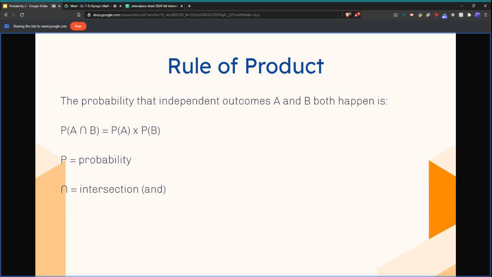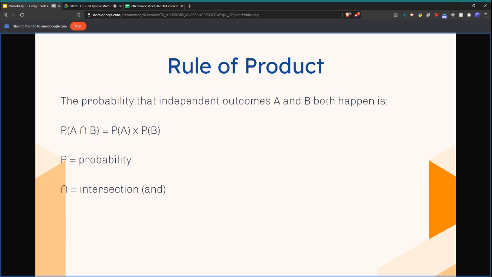All right, so we're going to look at the rule of product. We actually covered this in our first combinatorics lesson, but we can also use this in probability. In probability, it has a different definition. Say independent outcomes A and B, so they're both independent from each other. The probability that they both happen looks like this formula right here.